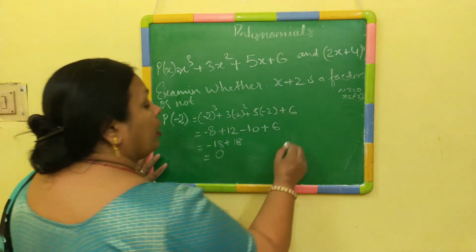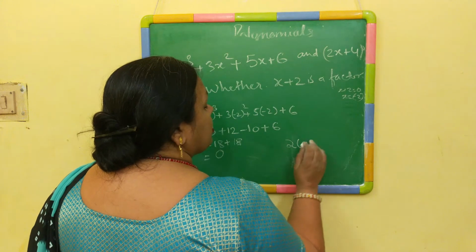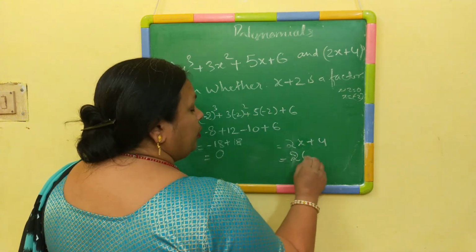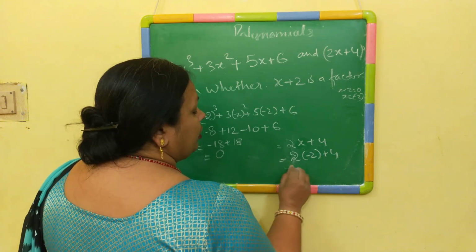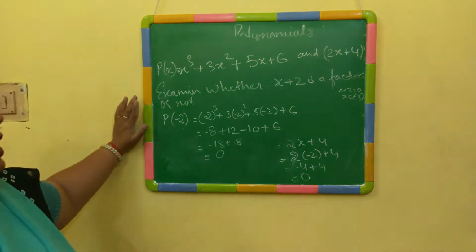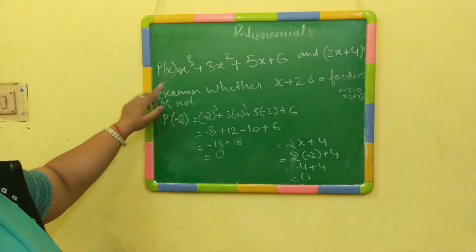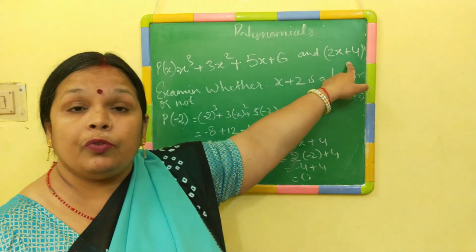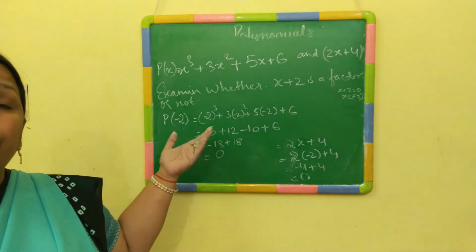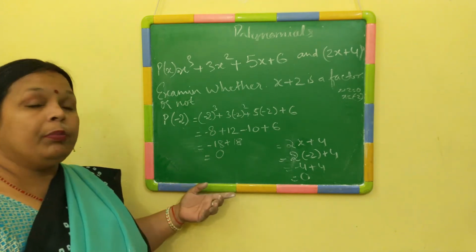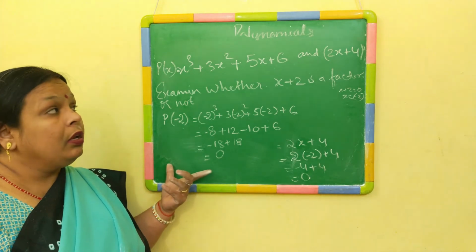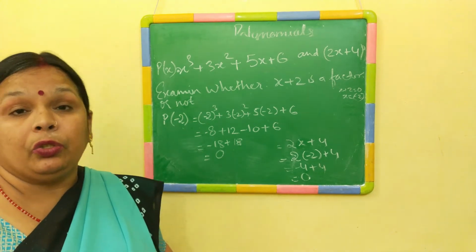For 2x plus 4, 2 multiplied by minus 2 plus 4, that is minus 4 plus 4, is 0. Hence we can say that x plus 2 is a factor of this polynomial and it is also a factor of this polynomial. So isn't it how easy? Rather than going for a long division method, in the shortcut method we can check and verify whether the given question satisfies the condition or not.